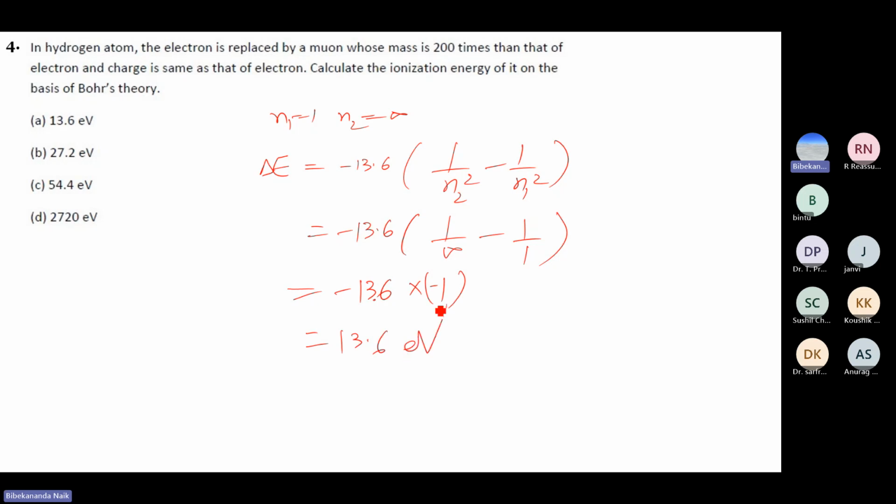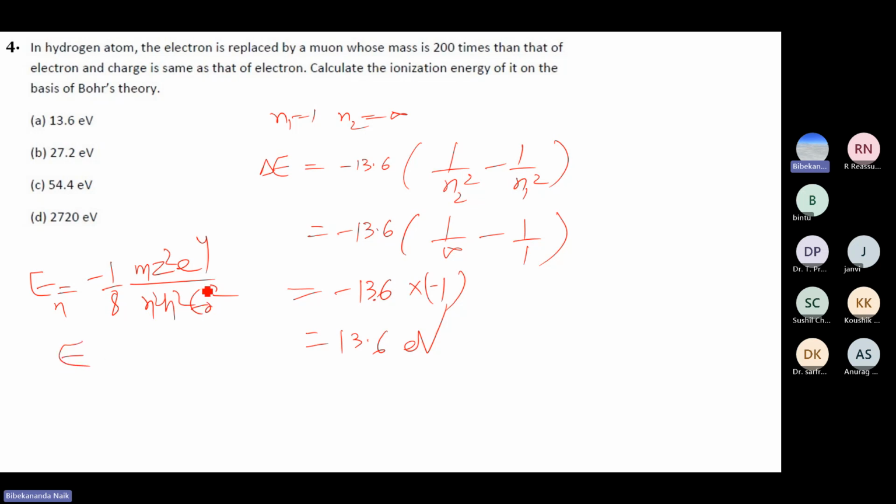So this 13.6 electron volt is the ionization energy of hydrogen atom, in which an electron is revolving around the nucleus. But here the question says the electron is replaced by a muon, and the muon has mass 200 times that of the electron, and the charge is same. So if you see the relation of energy, En is given by minus m e to the power 4 Z square by 8 n square h square epsilon 0 square.